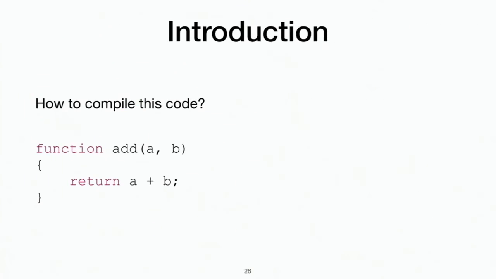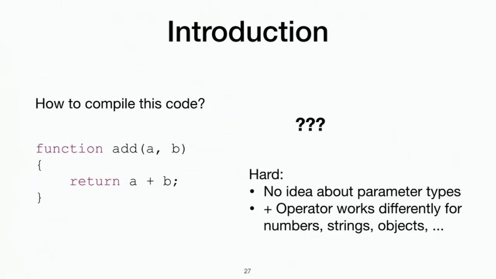All right, so let's talk about how to compile JavaScript. Here's a small JavaScript function, just adding two arguments together. How would you compile this to machine code? This seems hard, right? It mainly seems hard because we have no idea about the types of the parameters. So A and B could be numbers, but they could also be strings, they could be objects, whatever. We don't really know, and this makes it hard to produce machine code here.